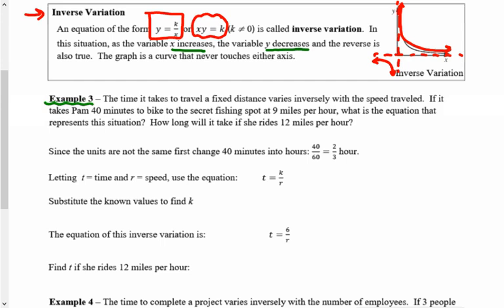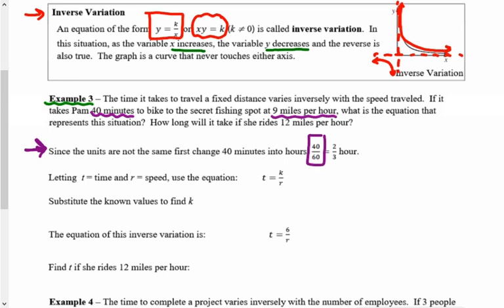The first thing you might notice in this problem is we have times that are in minutes and speeds that are in miles per hour. So I probably would prefer to use one unit of time. I'm going to use hours. And right here it says, since the units are not the same, first change 40 minutes into hours. If you want to change minutes into hours, the number of minutes over 60 would be what portion of an hour. So 40 minutes is 2/3 of an hour.